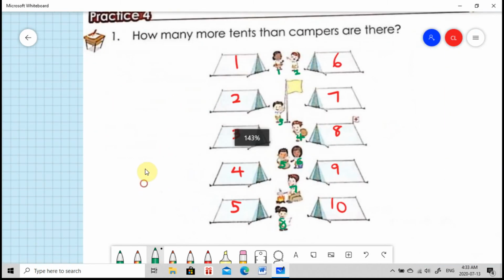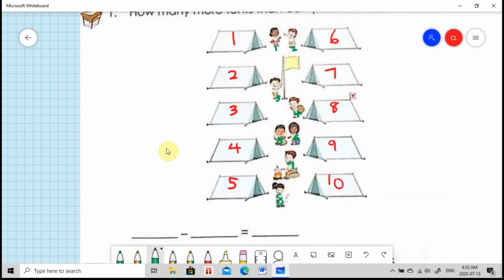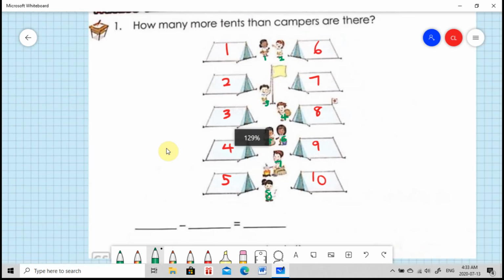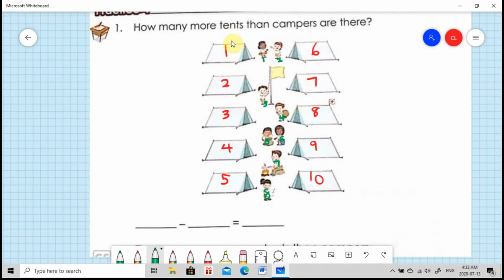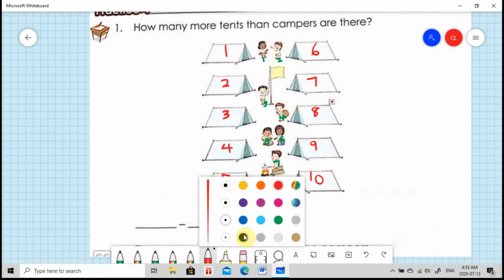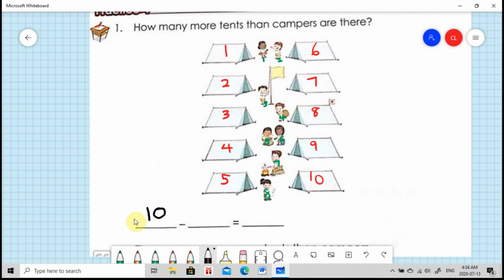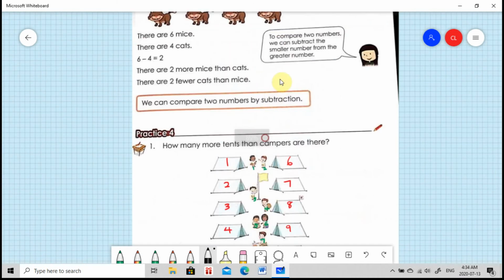The greater number is the number of tens, so you write down 10. That's the greater number. And then once you have the greater number, you have to find the smaller number. Subtract the smaller number from the greater number.